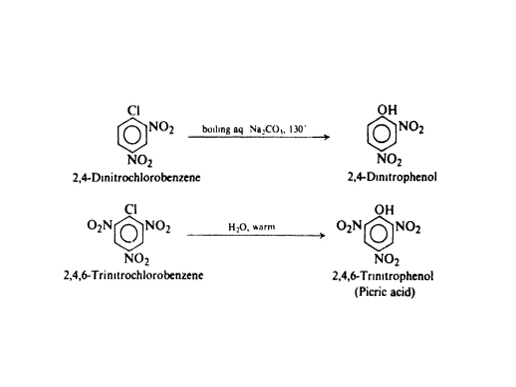Here, as there are two nitro groups, if we simply boil it with aqueous sodium carbonate at a temperature of 130 degrees Celsius, the Cl can be replaced with the OH group and you will get 2,4-dinitrophenol. The severity of the condition required for the replacement is reduced.